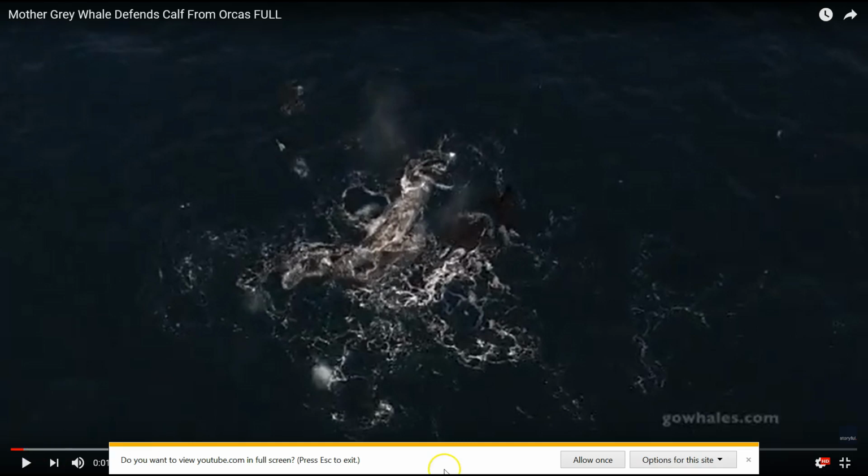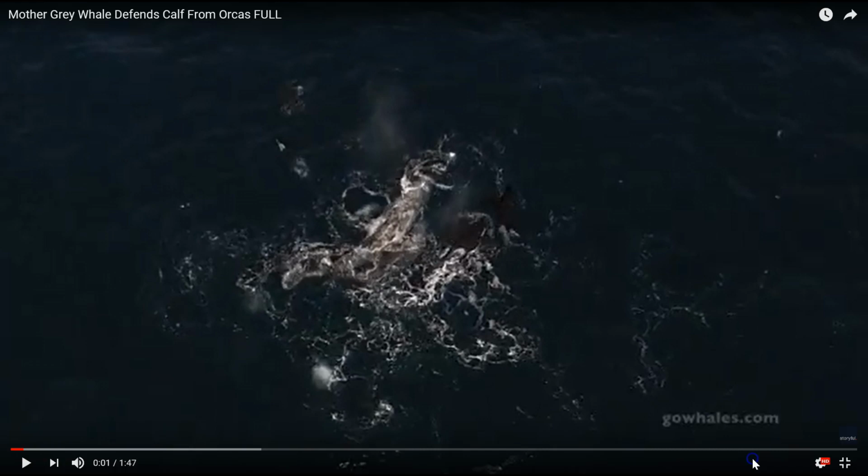All right, so before I actually play this, full disclosure, there's nothing graphic in this. However, this is killer whales that are attempting to attack a baby humpback whale. So if that's going to bother you, I will give a brief explanation after this, so you can just try and fast forward through this part.